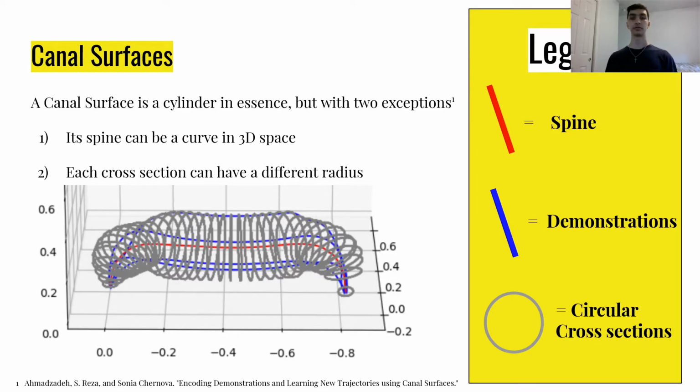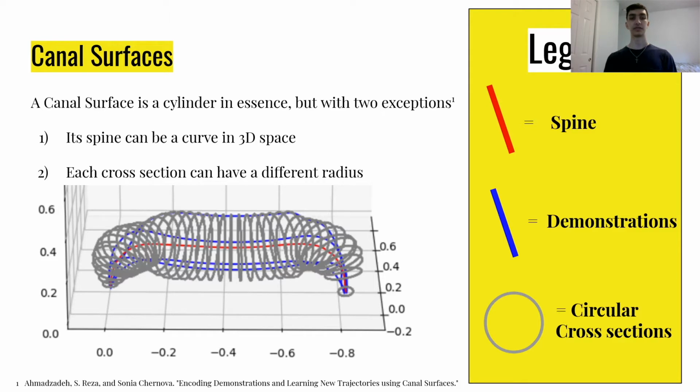Canal surfaces are essentially cylinders, but with a spine that can be any curve in 3D space, and with cross-sections that have varying radii. Canal surfaces give us a robust and adaptive method to teach the robot skills that can eventually be generalized to different situations, that can be easily understood by even non-experts.